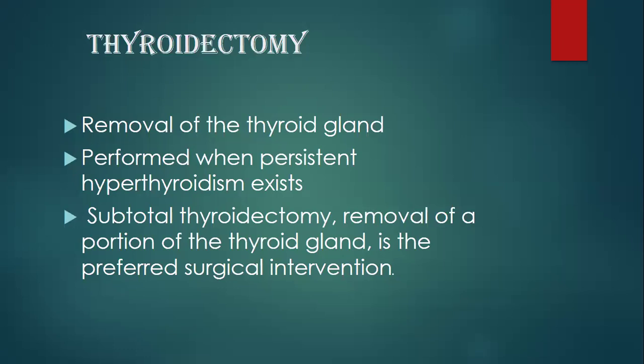So it is performed when persistent hyperthyroidism exists, when the patient continues to have a consistently high level of T3 and T4. Then it is recommended for this patient to do what is known as thyroidectomy. Subtotal thyroidectomy, removal of a portion of the thyroid gland, that is subtotal, and is the preferred surgical intervention.